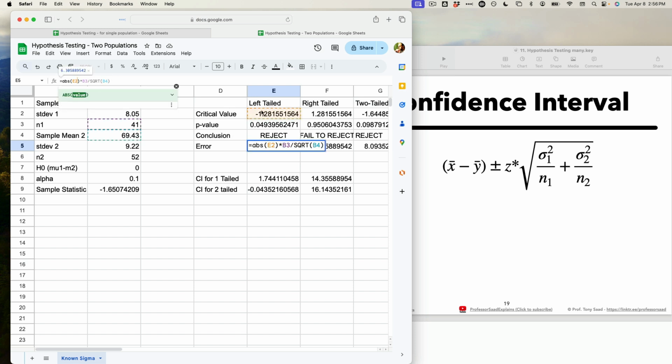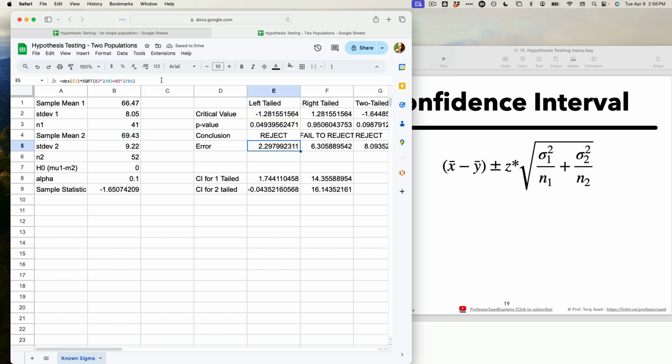I already have the Z star value, and I take the absolute value because I want the error to be positive, and then I can manually add or subtract. And so this would be a square root of sigma 1 squared, which is this one, squared over n1 plus sigma 2 squared over n2, okay? And that simply gives me the error. That should give me the error.